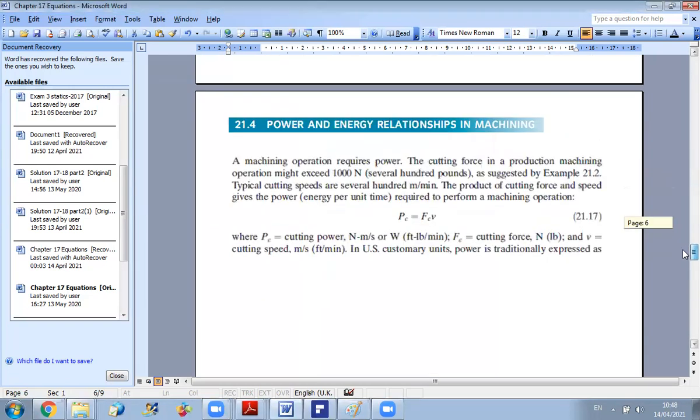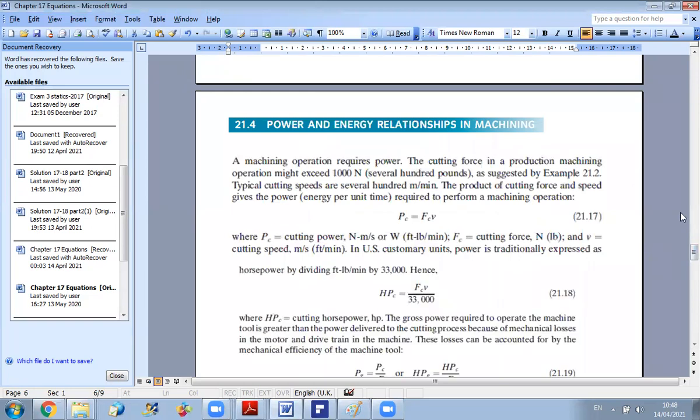In the last step, we will define power and energy relationships in machining. Since time is over, we will continue this part next time and start to do problems. Any question before we start?